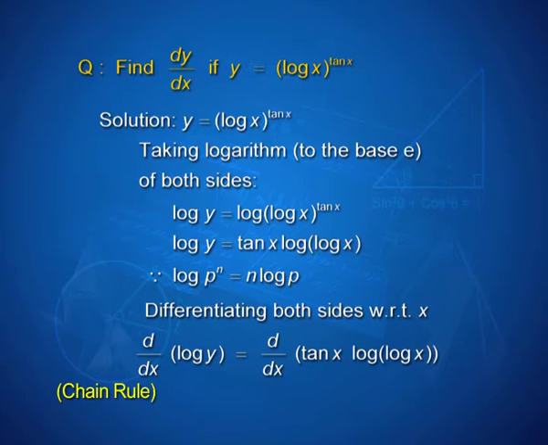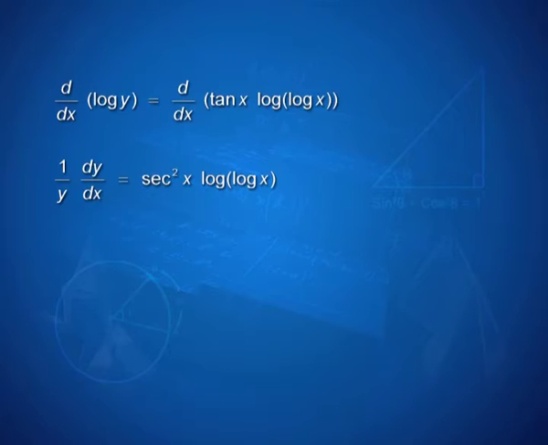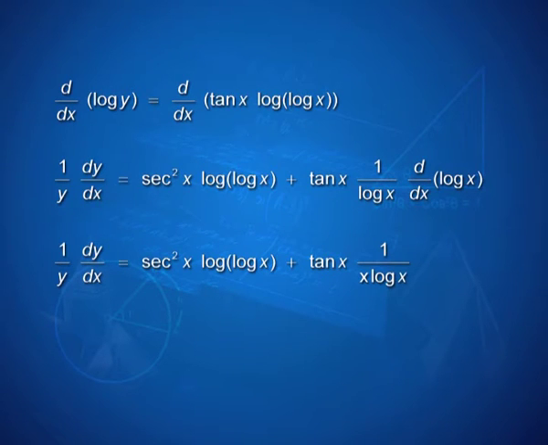So, to differentiate the right hand side, you need the product rule, and therefore, what would be the derivative of log y? 1 by y into dy by dx, whereas the right hand side will result as the application of product rule applied on tan x and log of log x. So, we get on differentiating 1 by y dy by dx equal to sec square x log of log x plus tan x, and note how we have differentiated log of log x.